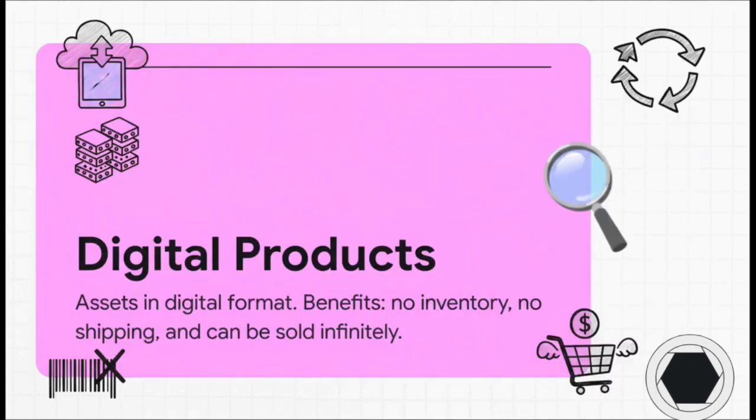So what exactly is a digital product? Super simple. It's anything that exists in a digital file. And the benefits here are just huge. Think about it. You have zero inventory to worry about, you never have to deal with shipping costs or logistics, and you can sell the exact same file over and over and over again.